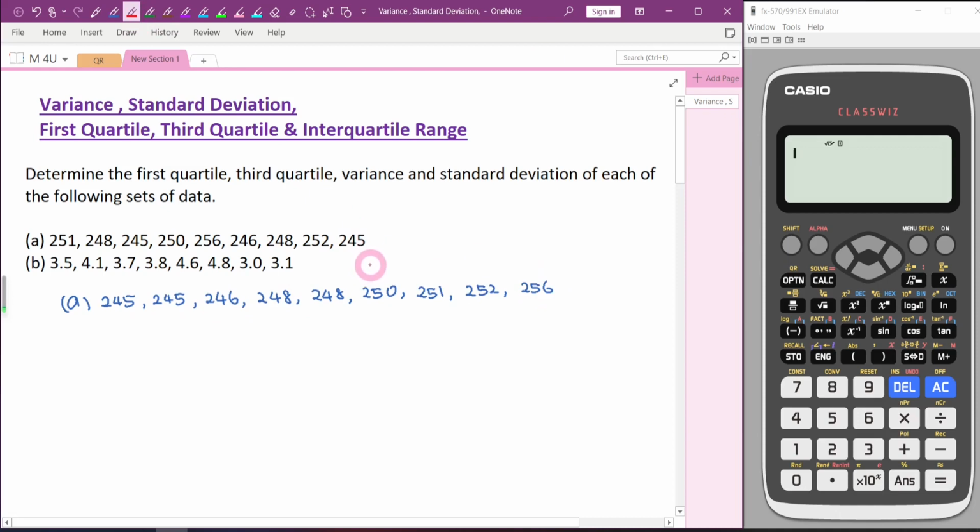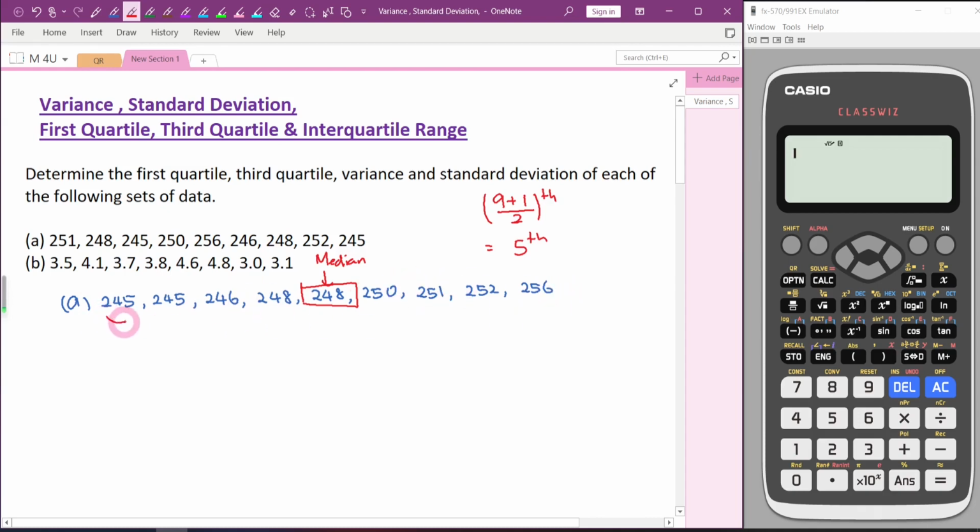First, let me determine the median first. 1, 2, 3, 4, 5, 6, 7, 8, 9. I have 9 data here. To get the position of the median, 9 plus 1 divided by 2. 9 plus 1 is equal to 10. 10 divided by 2 is equal to 5. So from here, we know that the fifth data is the median. 1, 2, 3, 4, 5. This is the median. This median divides this set of data into upper half and lower half.